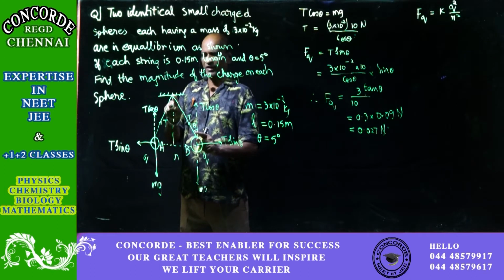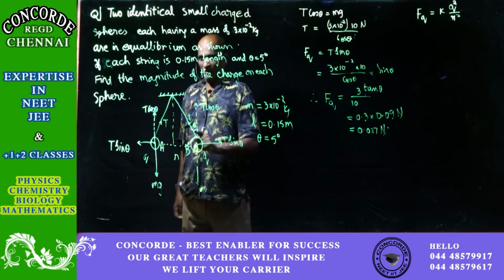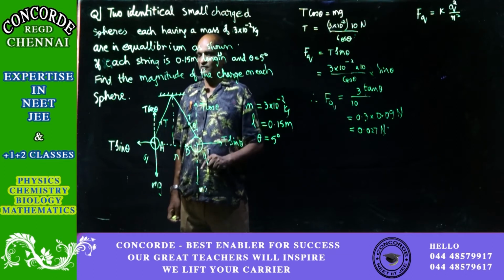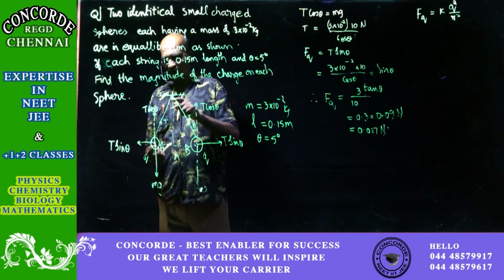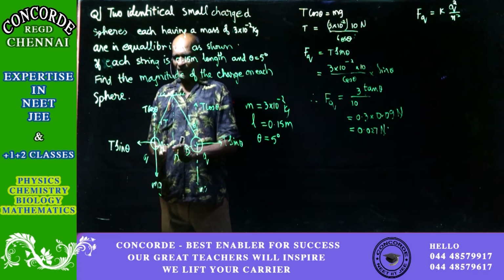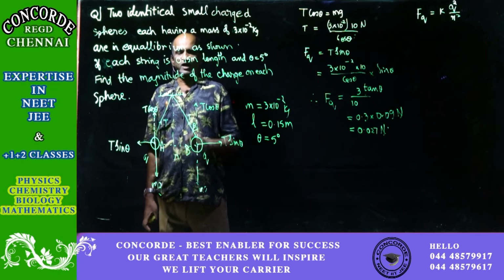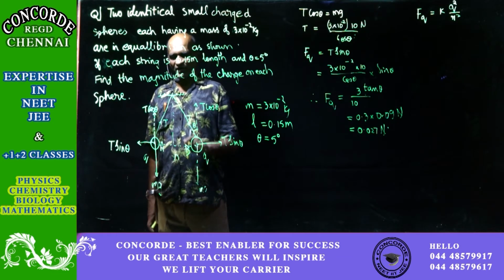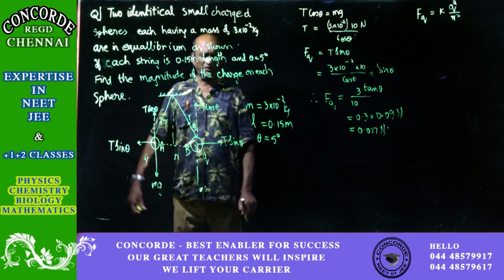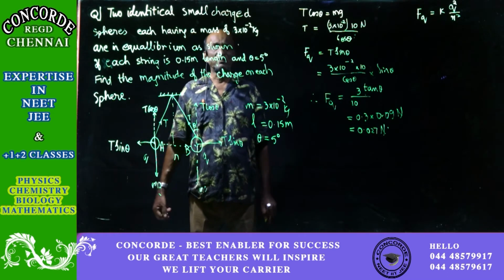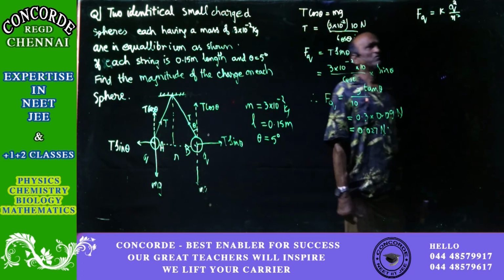0.15 meters into sin theta will be half of the distance, and similarly another 0.15 into sin theta will be the remaining half. So it will be 2 into 0.15 into sin theta, that is equal to 3 sin theta.